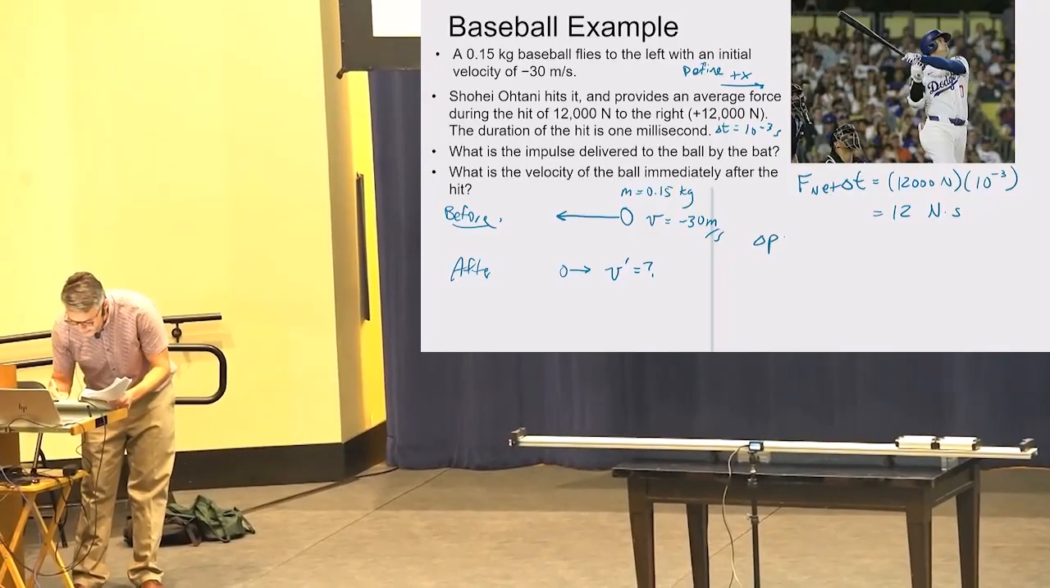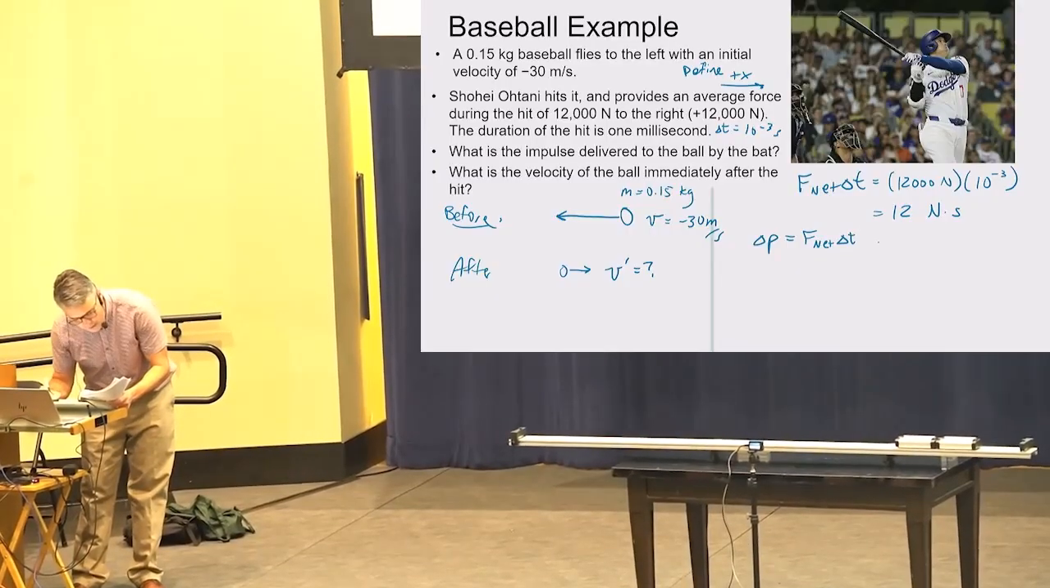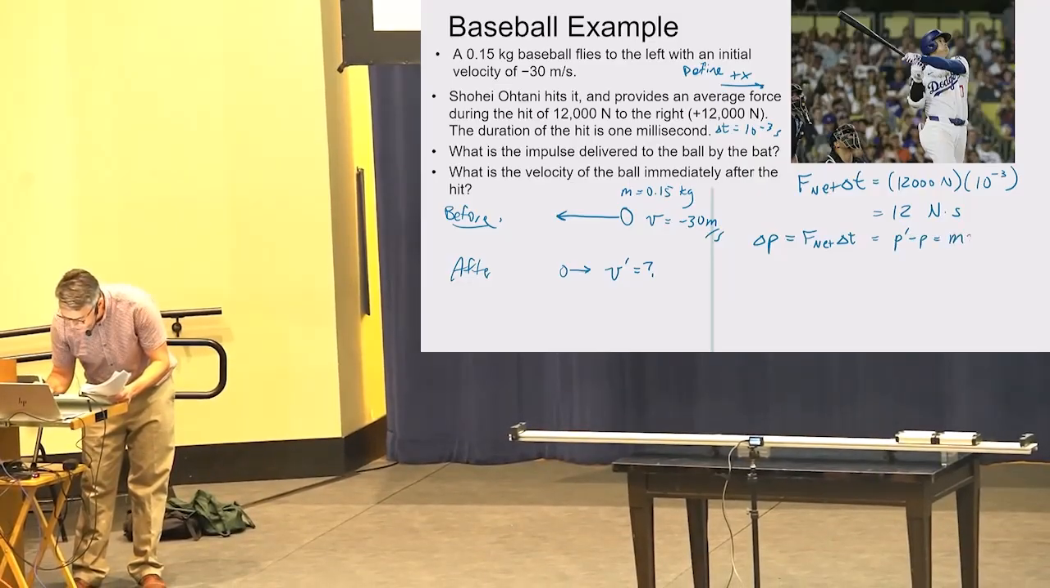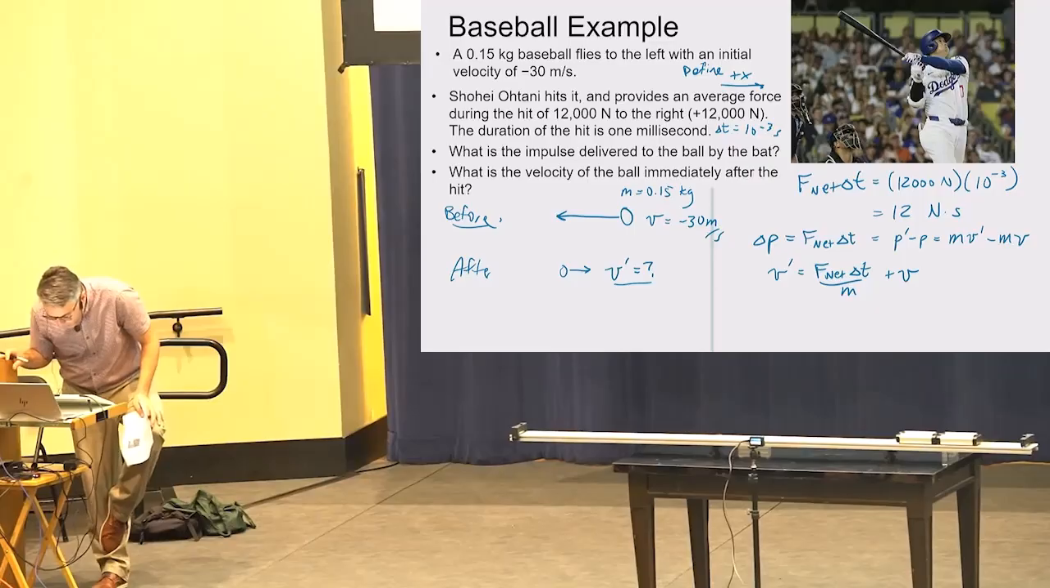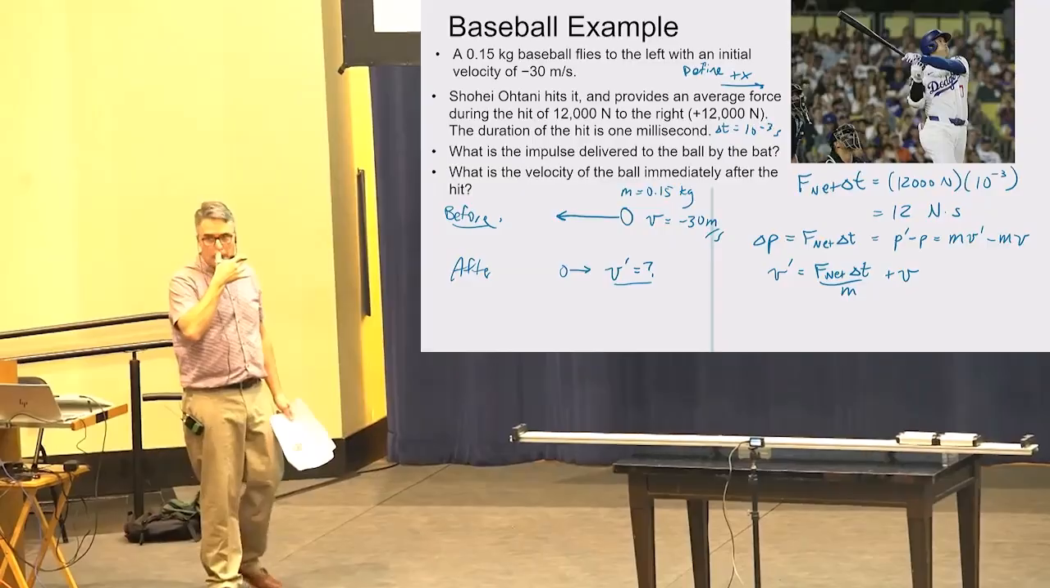And then you use the idea that the change in momentum is the impulse, and you can find the final speed of the ball. Remember, change is p after minus p initial, so the mass doesn't change, and it's mv prime minus mv. You can rearrange this to find v prime: v prime is equal to F net delta t divided by m, plus v. Since v prime minus v is the change, I'm now adding v. So it's the original v plus the impulse term.